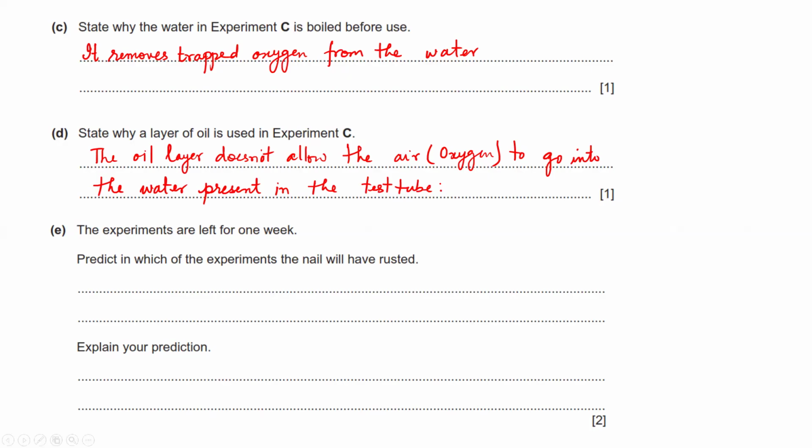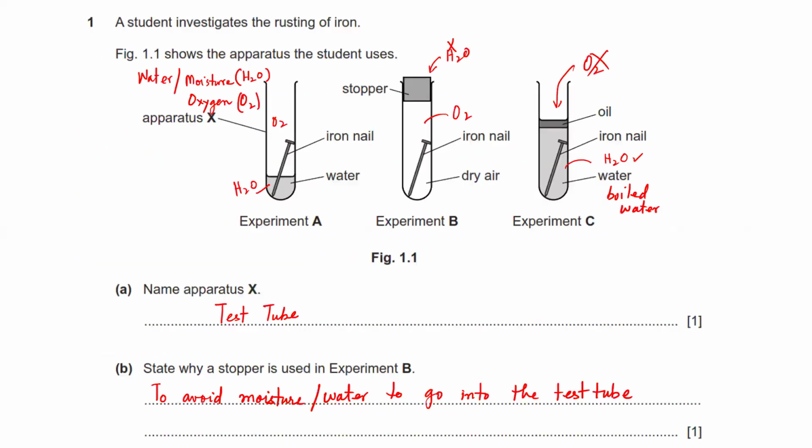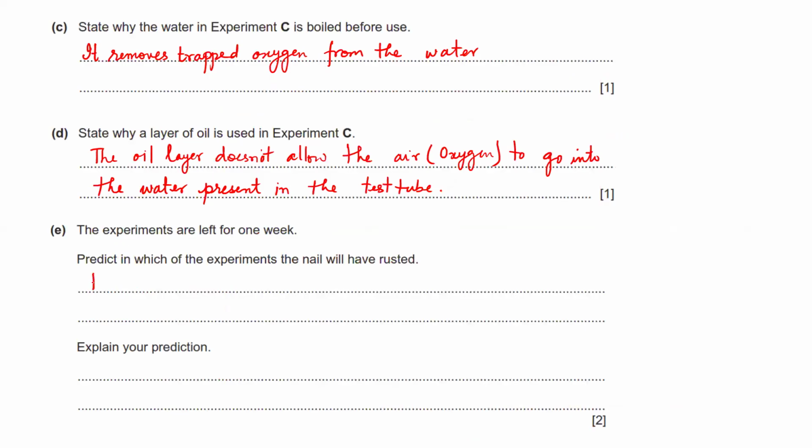Okay. Then part E, it says the experiments are left for 1 week. Predict in which of these experiments the nail will have rusted. Remember, we have both of these entities available in experiment A. We do not have water here, we do not have oxygen here, or a very, very low amount of moisture and oxygen. So the good case for rusting will be experiment A. So the nail in experiment A will have rusted. So explain your prediction.